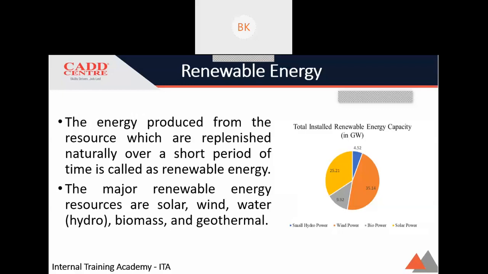So if we consider examples, solar is one of the best examples of an energy source. Wind is there, water is there, biomass is there, and geothermal is there. I think we have studied these concepts in 10th. Maybe it will be in our 10th syllabus, I don't know, because the current syllabus has changed quite a bit. Okay, so basically these are the things.